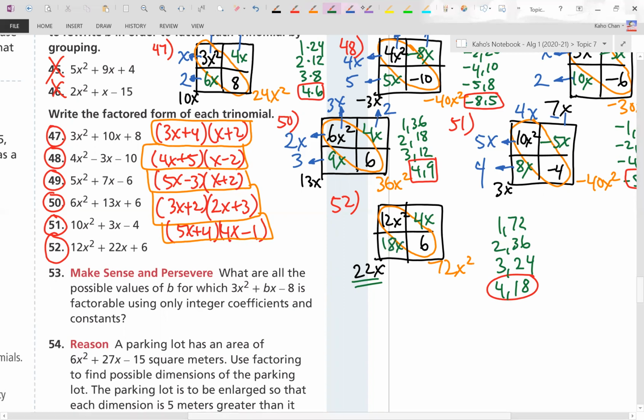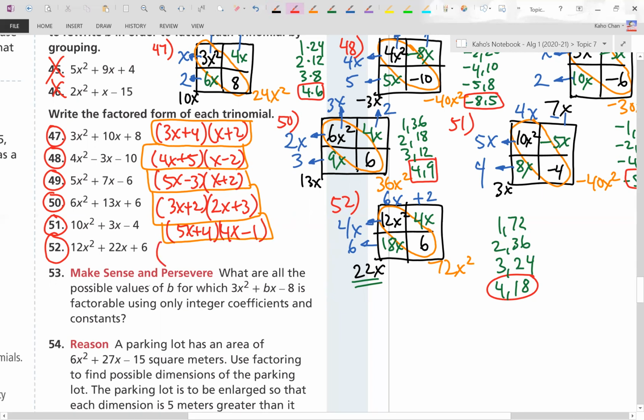And GCF each row and column. First row, let's see, 12 and 4. Oh, yeah, I can take out a 4. Take out an X. Yay. Second row, I can take out a 2, 3, oh, 6. Very good. First column, I can take out another 6, x squared. Oh, no, just a 6x. And then the last column, I'm going to have to do plus 2. Yep, there it is.